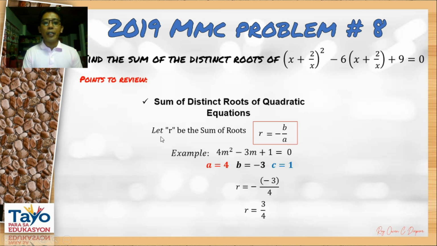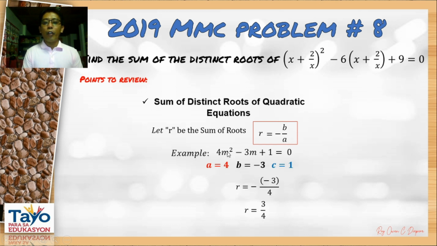Now next, the sum of distinct roots of a quadratic equation. In this video, we let r be the sum of the roots. Supposedly, the sum of the roots is r1 plus r2, wherein r1 is root 1 and r2 is root 2. So that is r equals negative b over a. So the sum of the roots is equal to negative b over a.